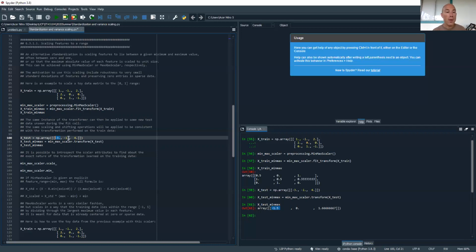Okay, so now the next one, I see that I've got negative 1, right? That's equal to the minimum value I had in the training data. So I should get a 0. Do I get a 0? Yes, I do. All right, that's good. Now I see that I've got a 1.7. 1.7, that's greater than 1. Why is that? Well, 4 is greater than any value in the training data on this column.